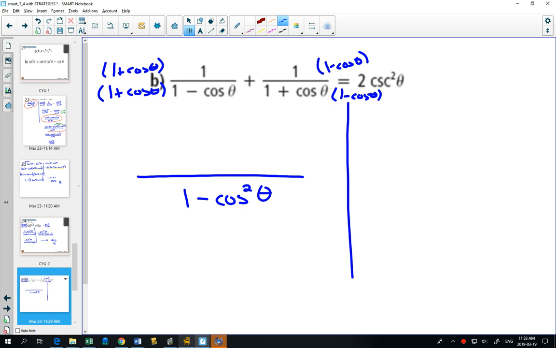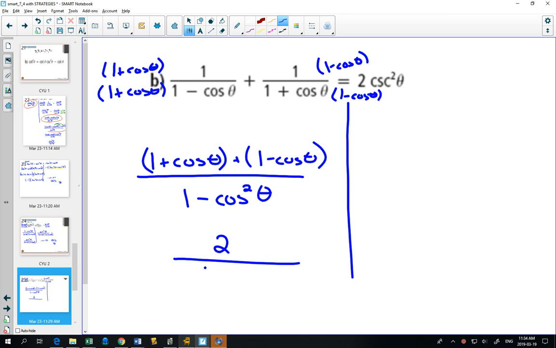On the top, can you see that I'm going to get 1 plus cos theta plus a 1 minus cos theta? I'll write it out. Do we have any like terms? We do. 1 plus 1 is 2. Cos minus cos is 0. So we get 2 over 1 minus cos squared.